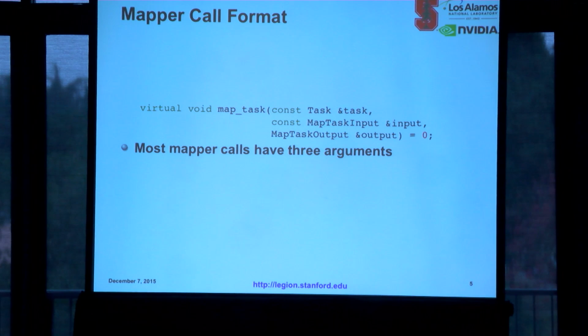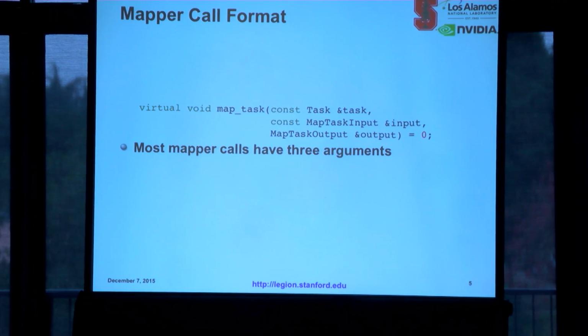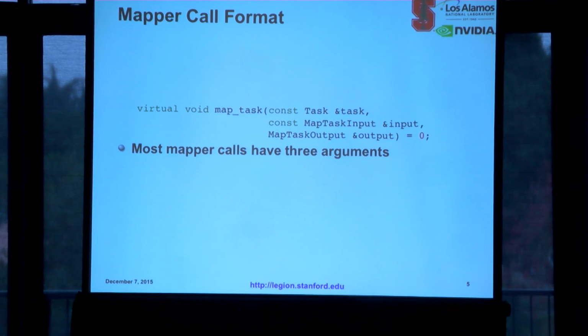So first off, let's talk a little bit about what the mapper call format is going to look like. Pretty much every mapper call in our mapping interface is going to look like this. You're going to get a mapper call. It's going to be a virtual method inside of our mapper class, just like it is today. But you're only going to have effectively 3 arguments.